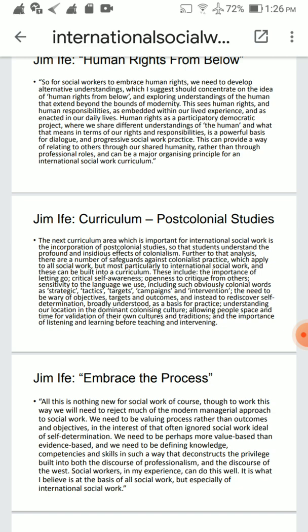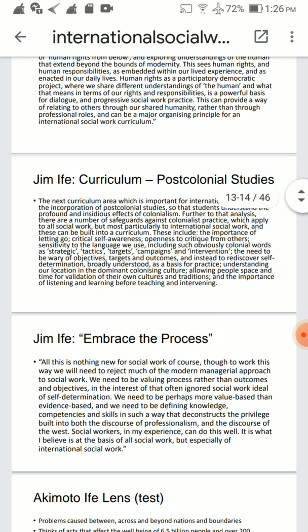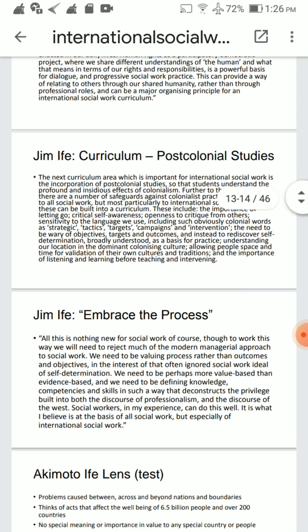Next, let's proceed to embrace the process. All this is nothing new for social work, of course, though to work this way we will need to reject much of the modern managerial approach to social work. We need to be valuing process rather than outcomes and objectives.